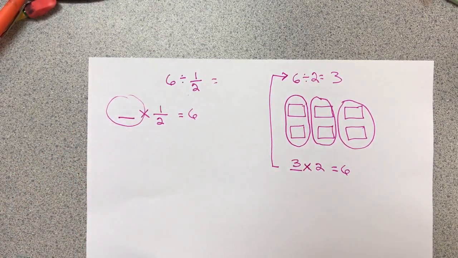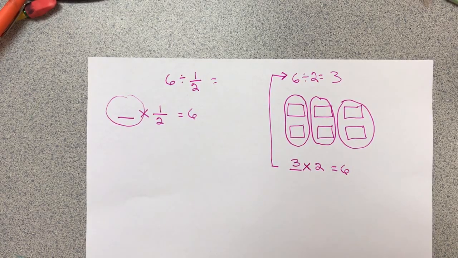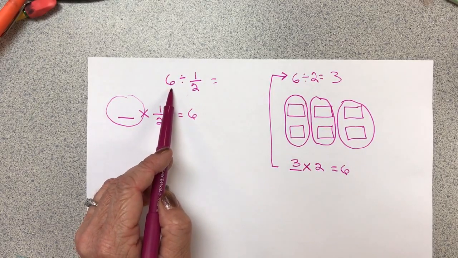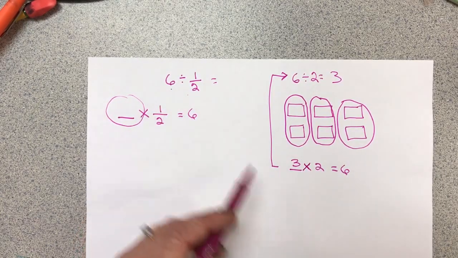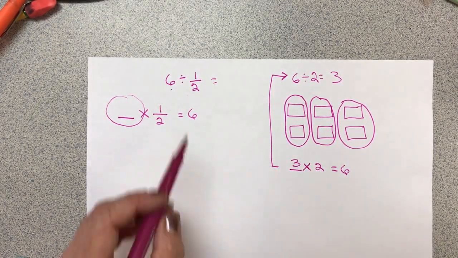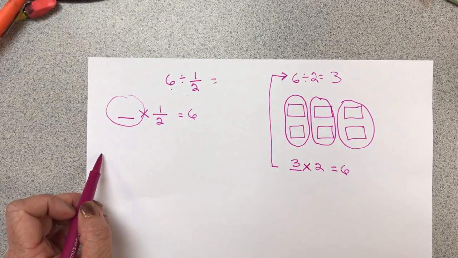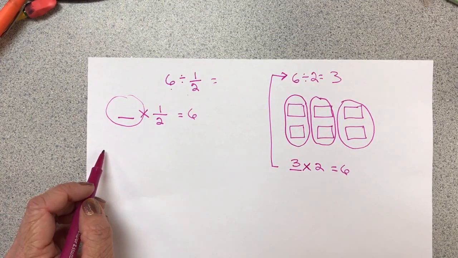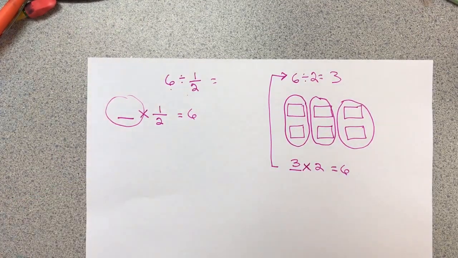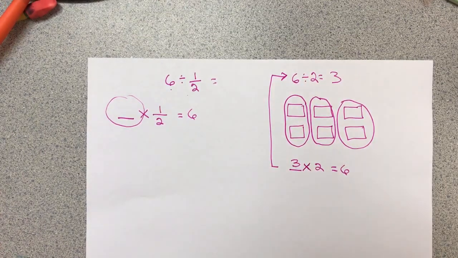So if we use the same idea of cooking, let's say that Lily is making jumbo muffins and she has 6 cups of flour. Okay, so 6 cups of flour, and she needs 1/2 cup of flour to make 1 muffin. 1/2 cup flour to make a muffin. So how many muffins can she make? Okay, so think about that for a second. How could we show that visually?